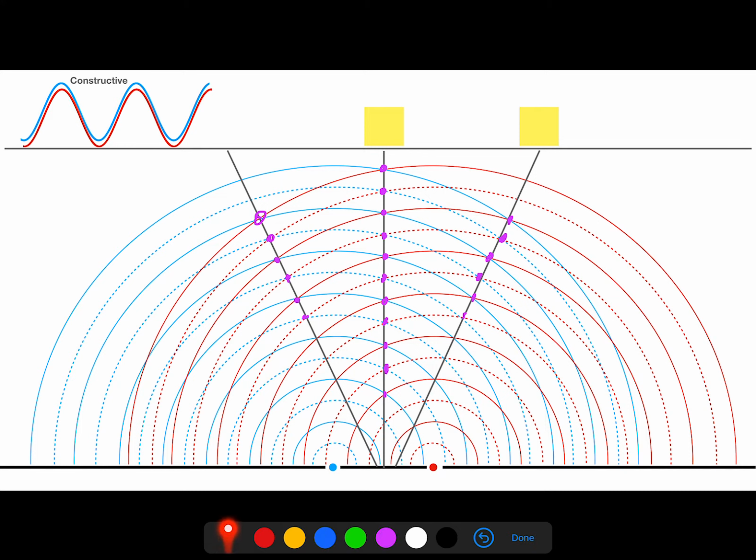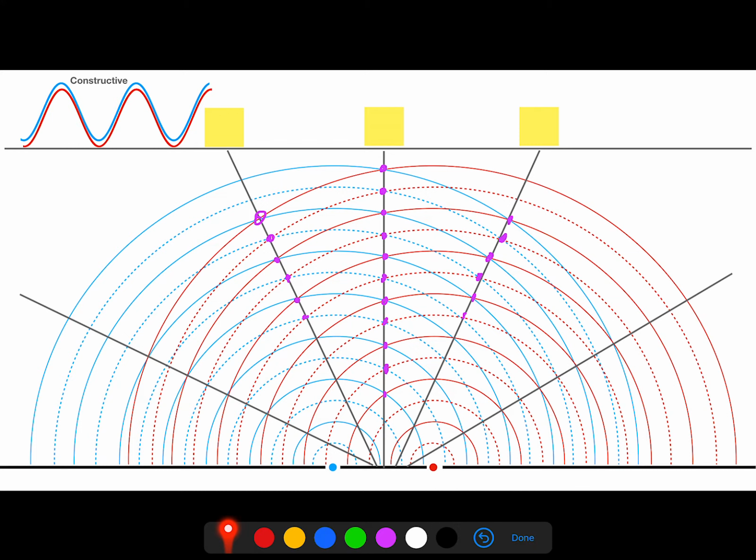Are we done? Well, no, we're not. There are many places this is happening. Here's a peak and a peak, trough and trough, peak and a peak, right? And so we can now put another line through here. Now, this doesn't show up on this part of the screen, but somewhere over here it would. Okay? And we can keep going, find another one over there.